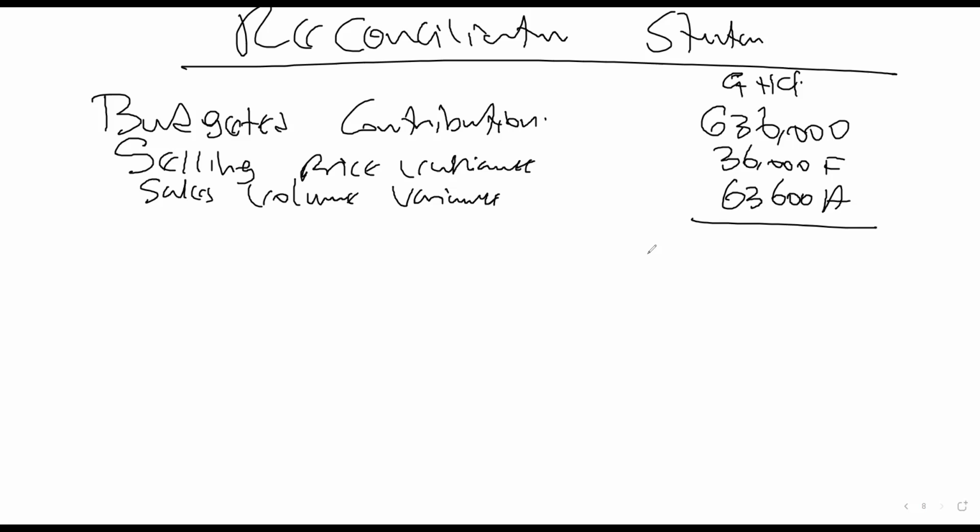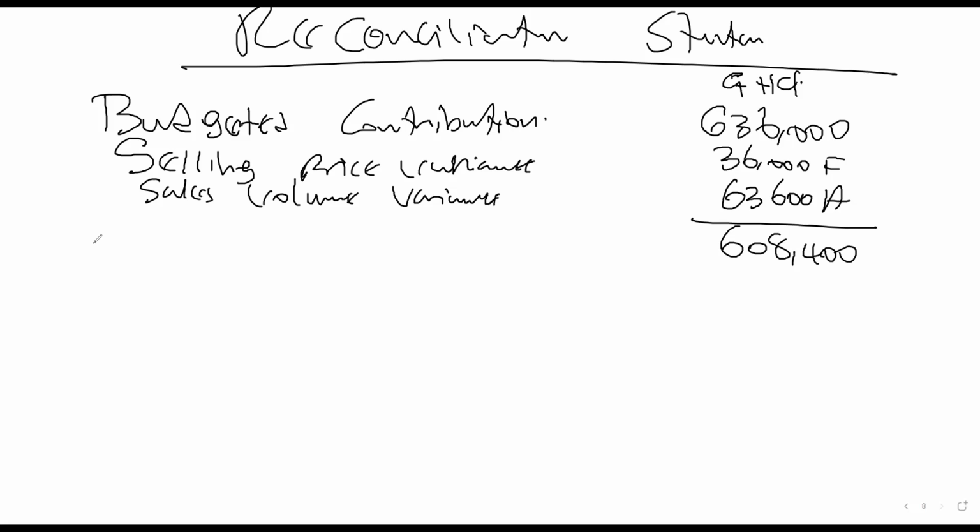All right, so what do you get? 636,000 plus 36,000 minus 63,600. Answer: $608,400 favorable.